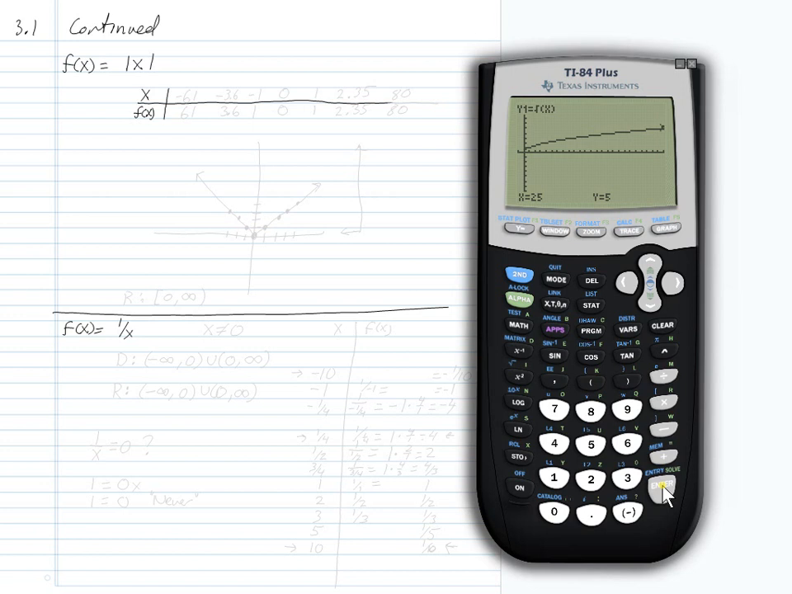We can do a similar procedure for the cube root of x. Now the cube root can take in negative values, right? The cube root of -8 will give me -2, just like cubing -2 gives me -8. So if we change our function, now I have to hunt around for the cube root, it's under the math menu. The cube root of x, and I'll go to the table again.